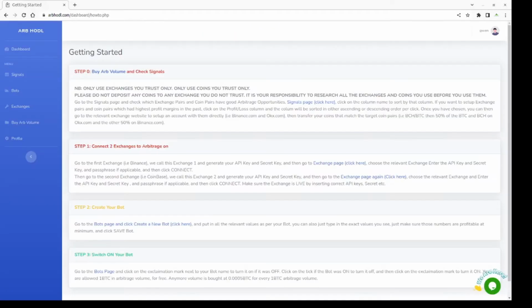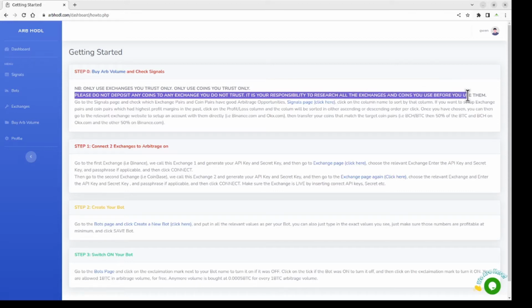Please note that to use Arbhodl, you must only use exchanges you trust, and only use coins you trust. Please do not deposit any coins to any exchange you do not trust. It is your own responsibility to research all the exchanges and coins you use before you use them.